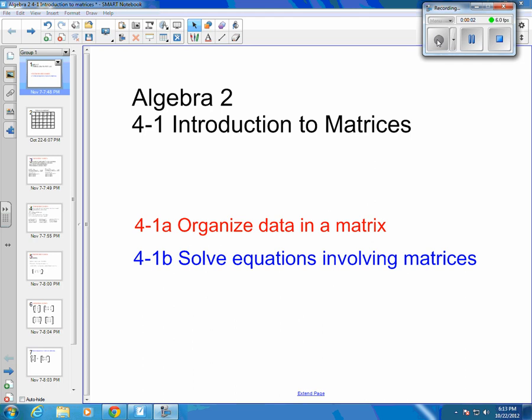This is an Algebra 2 topic. This is Chapter 4, Section 1. It's just a real basic introduction to matrices. I'm going to have 3 videos here. This will be the first one. And we're just going to organize data into a matrix.